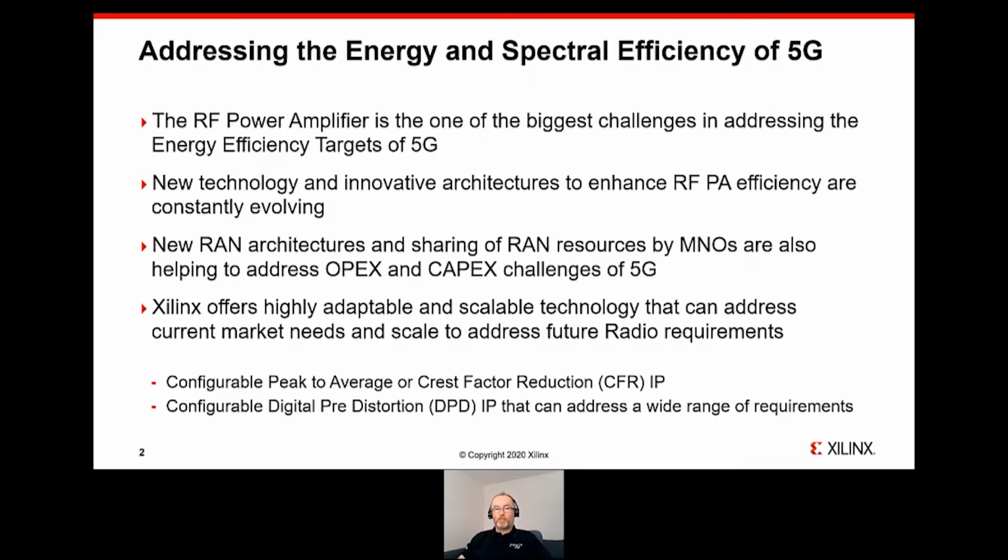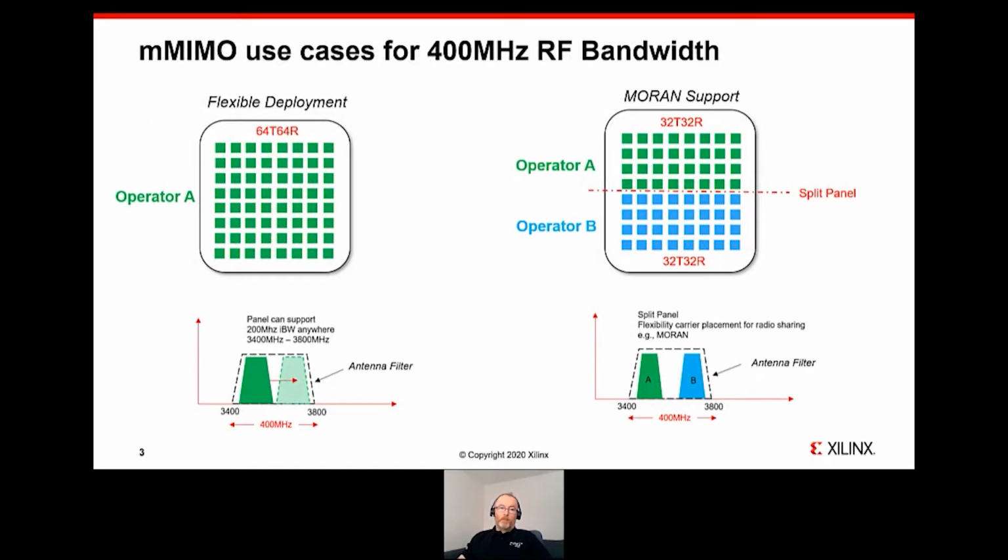These solutions can scale to address a wide range of use cases and support your needs into the future as the technology evolves. Today, we look at a particularly challenging use case for digital pre-distortion. Here I have a representation of a 64T64R massive MIMO panel. On the left, we can see a situation where the operator can deploy carriers or instantaneous bandwidth over a wide range of frequencies, in this case between 3.4 gigahertz and 3.8 gigahertz. That provides a lot of flexibility in the deployment.